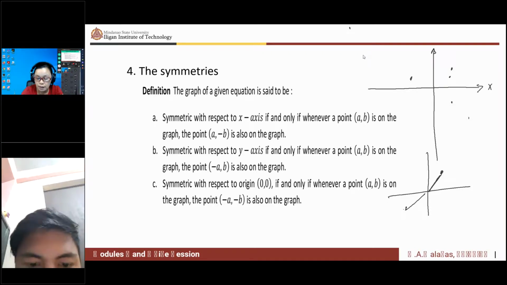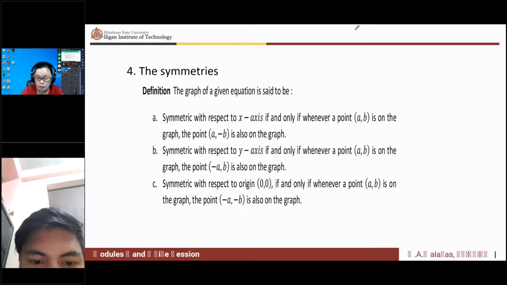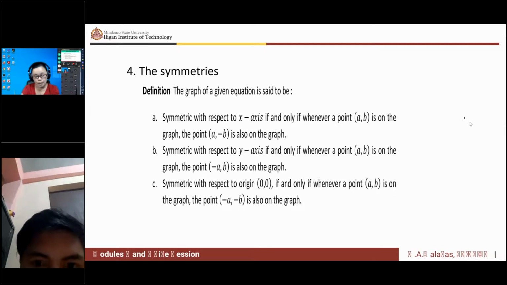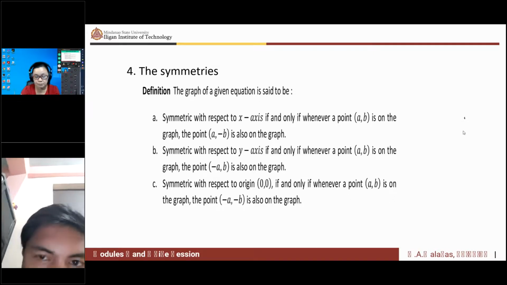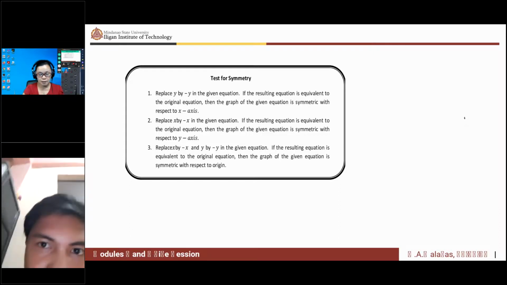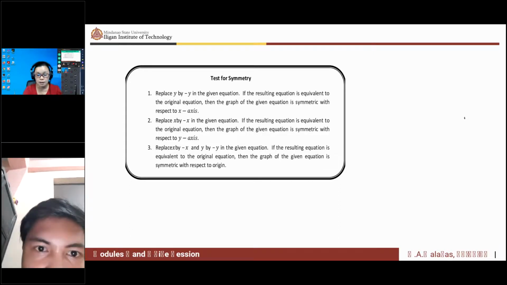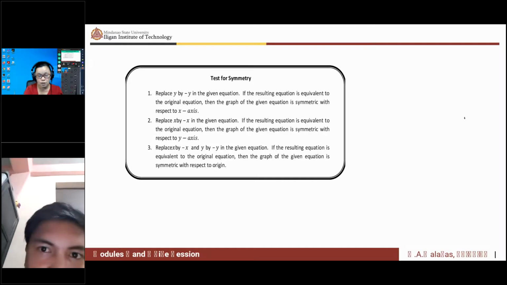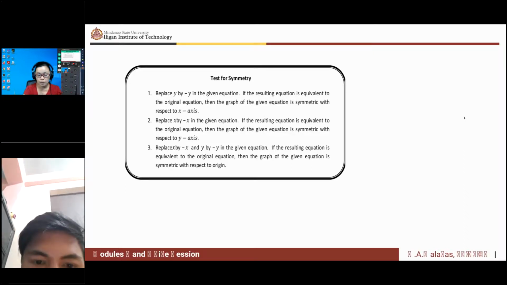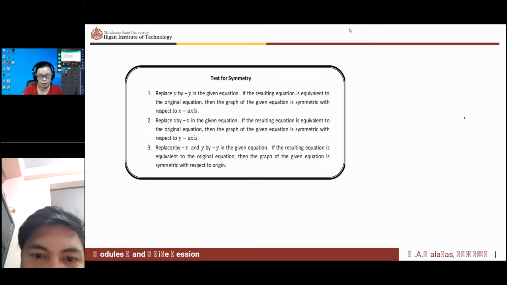Okay, so how do we do that? Replace y by negative y in the given equation. Now, if the resulting equation is equivalent to the original, then the graph is symmetric with respect to the x-axis.